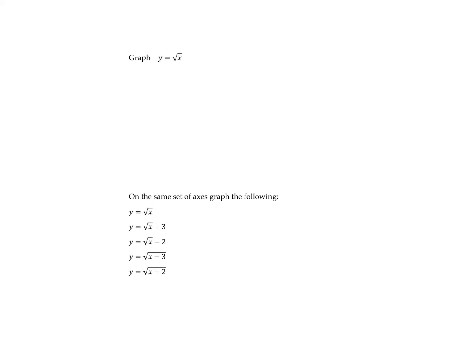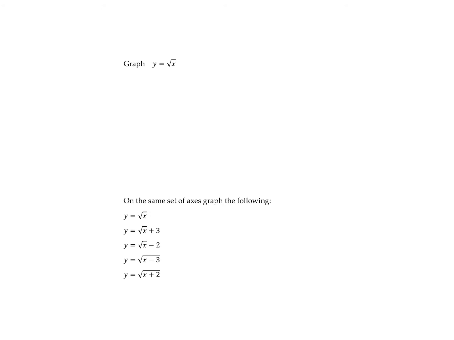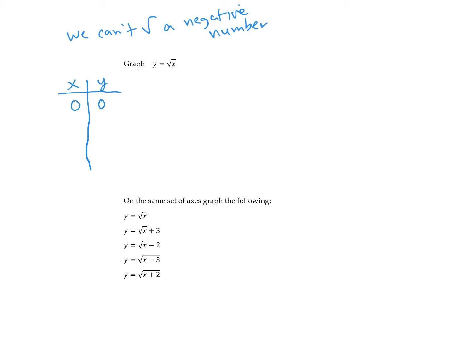So we're going to apply these transformations to the graph root x. So what does root x look like? If you're not sure what a function looks like, we can use a table of values. Now remember that we can't square root a negative number. So we're going to start our table of values with 0. So the square root of 0 is 0. The square root of 1 is 1.